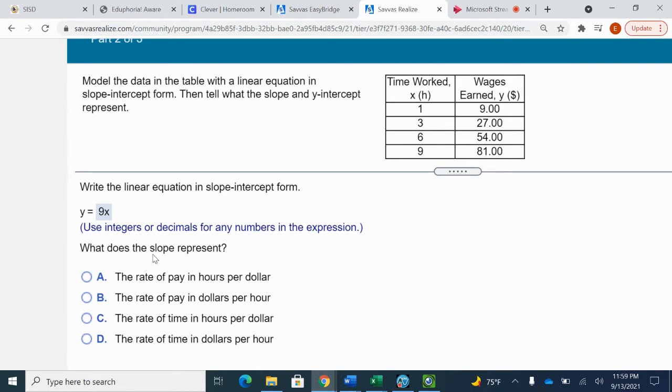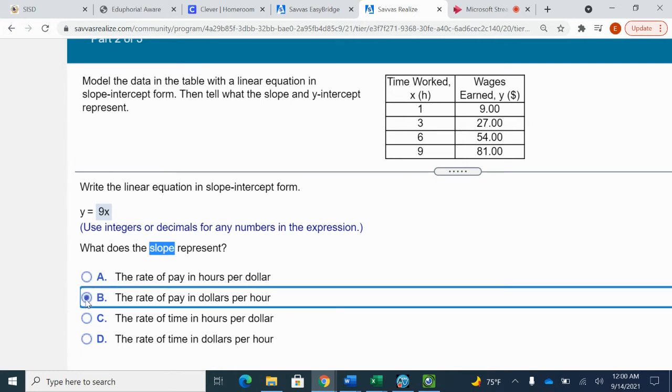Next, it says, what does the slope represent? Well, slope is the change in y over the change in x. Well, it is the amount of wages earned for the number of hours worked. So it's your pay in dollars per hour. It's the rate of pay, right? This is the amount of money we're earning based on the number of hours worked. Pay in dollars per hour.